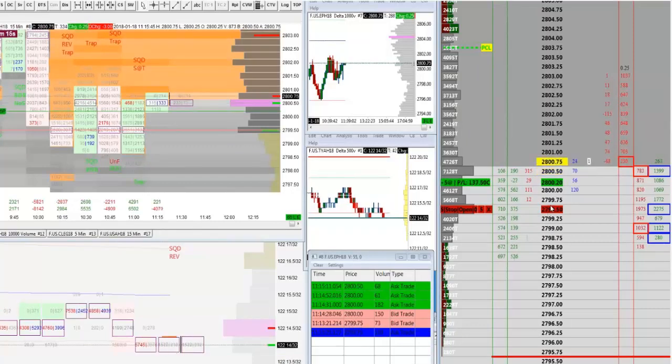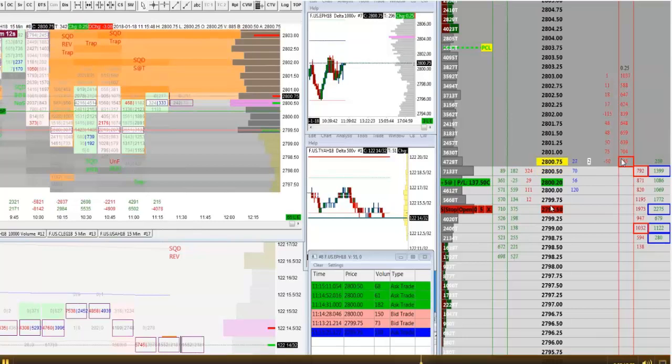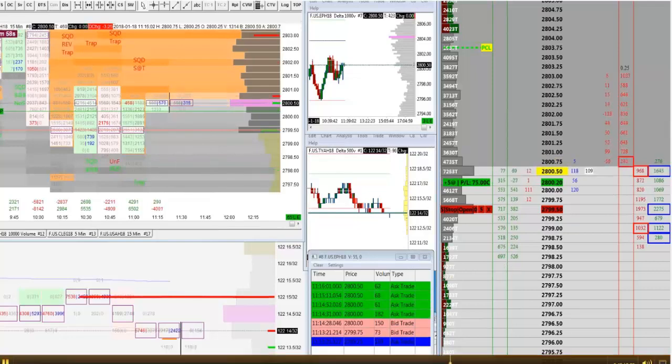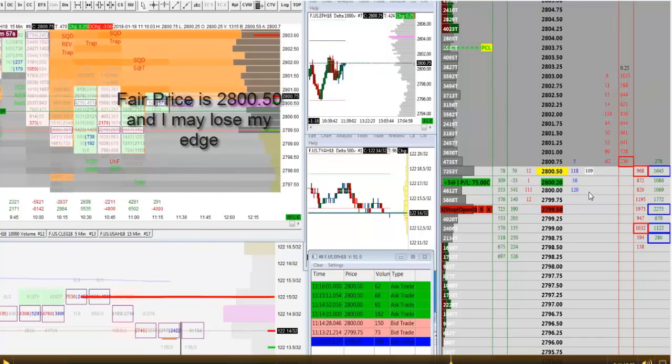Still not clear. They still haven't given up. They still keep coming in. Now I'm at risk, actually, because the volume point of control on the day moved down. It moved down, right? Okay. So I'm at risk that this thing just goes straight down from here.